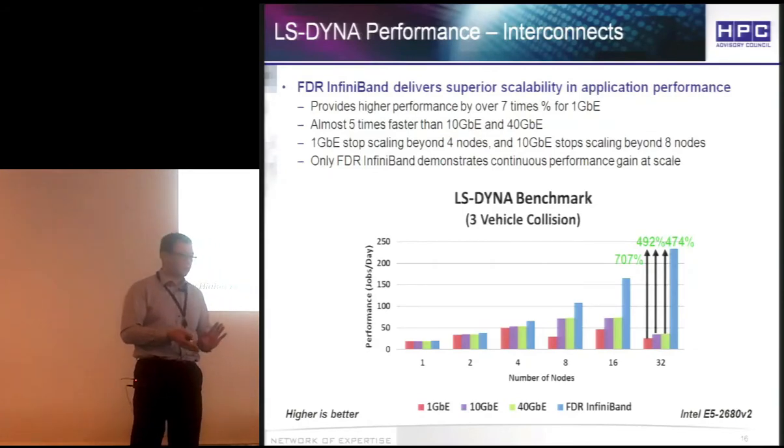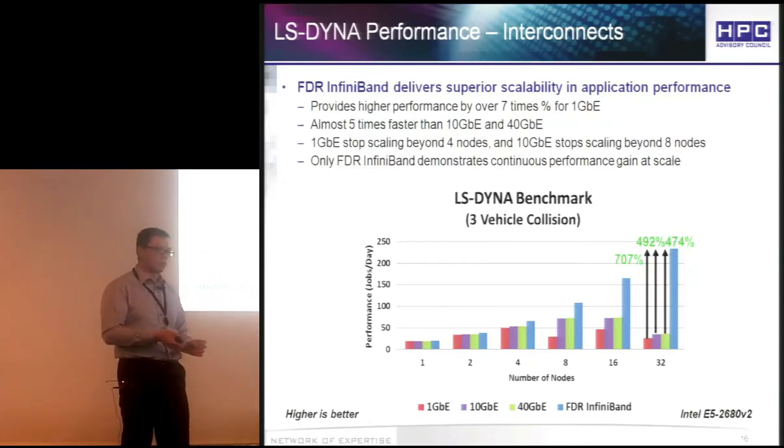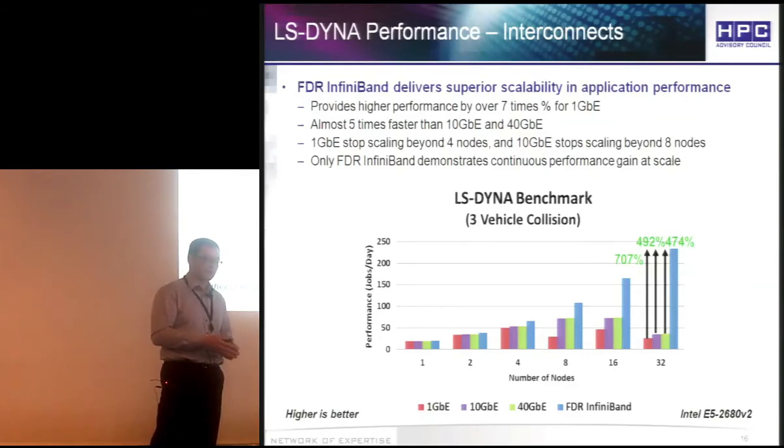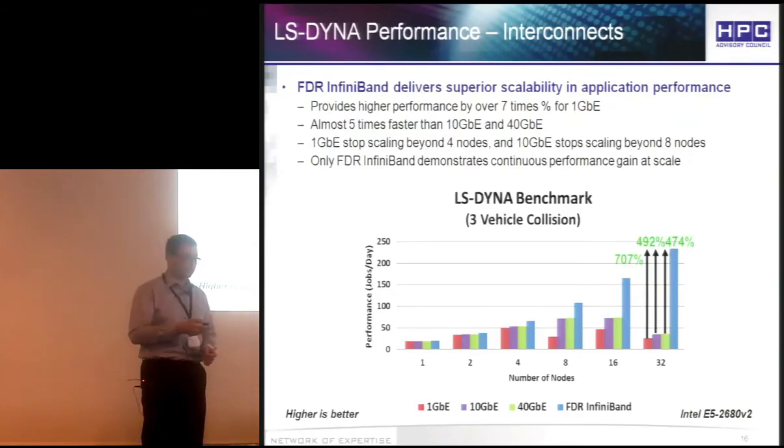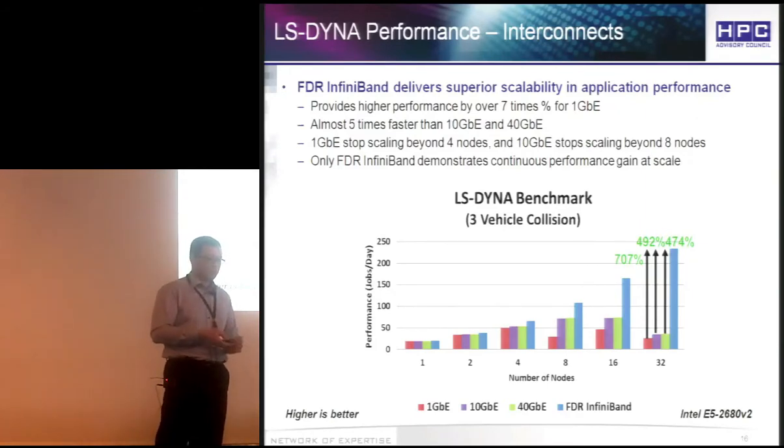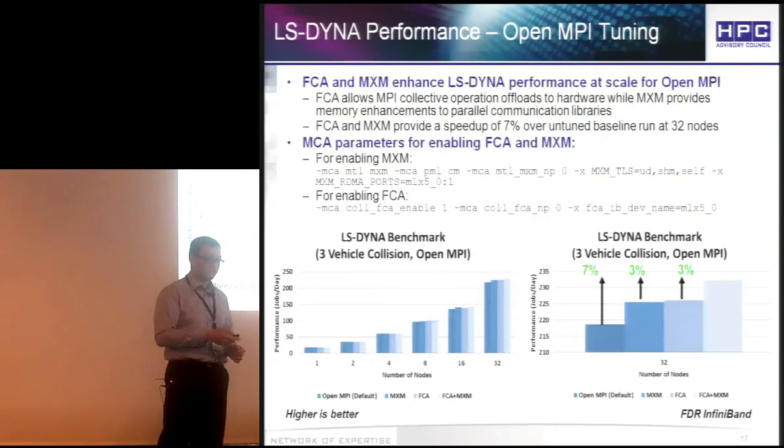Comparing 1 gig E with InfiniBand, you actually cannot compare. You probably would not want to use 1 gig E beyond 4 nodes or so, because the performance would drop since there's too much traffic taking place on the network. 10 and 40 gig E would also scale backward after 16 nodes or so. So if you have to run any sizable simulations, you will definitely want to use InfiniBand.